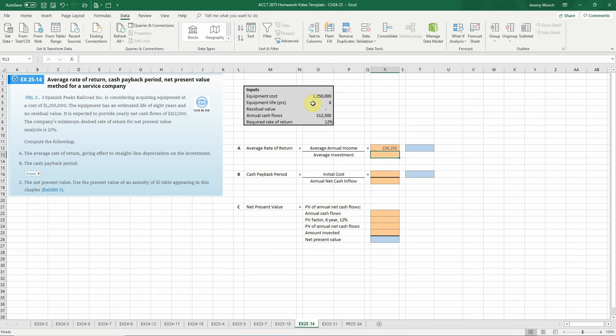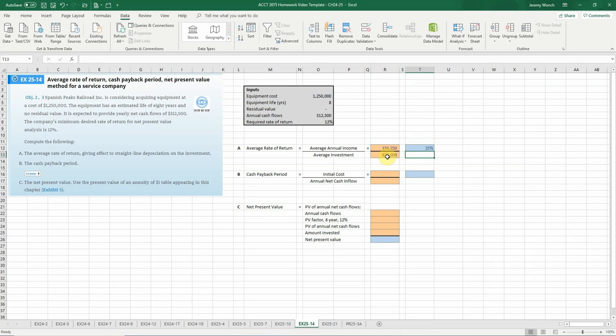$156,250, and we want to divide that by our average investment, and so that's just going to be our investment divided by 2. So to get our average return, we just take our average annual income and divide that by our average investment to give us 25%.